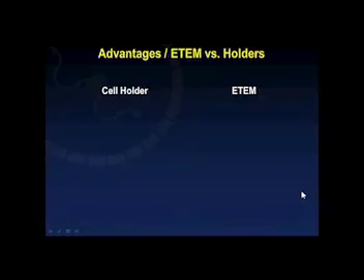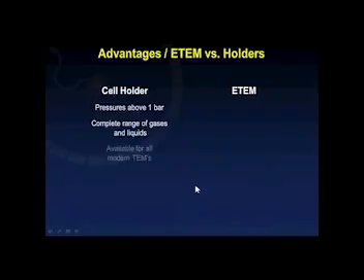Now, having gone through the two approaches to ETEM, let us compare the advantages and disadvantages that these two approaches bring. So with a gas cell holder, one can achieve pressures up above 1 bar. You can utilize a complete range of gases and liquids using an enclosed cell holder. A holder like this is available for all modern instruments, but the presence of membranes associated with these holders degrade resolution.